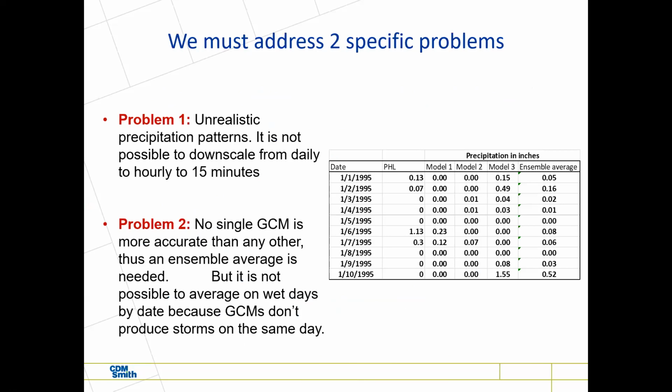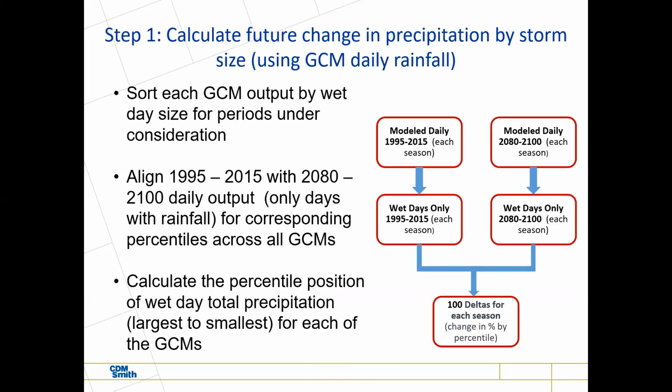So here's how that works. We mentioned that the first problem was unrealistic precipitation patterns. So it's not possible to downscale to hourly or 15-minute directly. But also, again, we need this ensemble. So this is the way this worked. It's a couple of fairly simple steps. The first is you take the global climate model output, all 9 individually. And you take the period that you want to use for the current, and you take another period for the future. In our case, we chose 1995 to 2015, a 20-year period, and we chose a 20-year period at the end of this century.